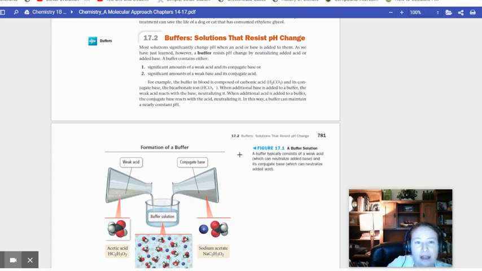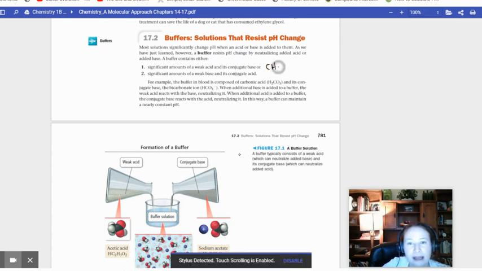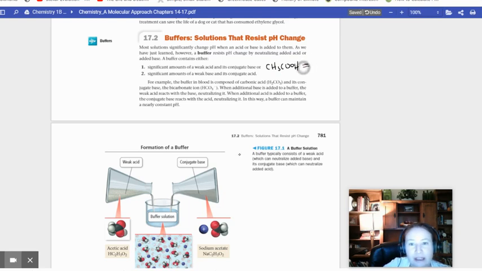So there are two possible options to have a buffer system. The first one is a weak acid and its conjugate base. A very common example would be acetic acid, that's vinegar, and its conjugate base would be the anion of this. So it's going to be in equilibrium with CH3COO minus. And usually the way that we get this second one is by adding the salt of that ion. So we could add sodium acetate, for example.